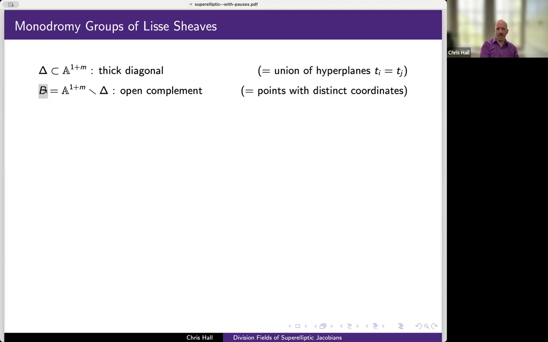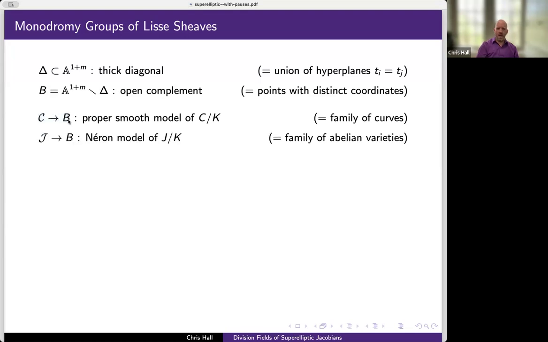focus our attention on. And I'm going to take the curve that was originally a superelliptic curve defined over a function field, the function field of this affine space, and I'm going to spread it out. I'm going to spread it out in an obvious naive way, and I'm going to end up with a nice, proper, smooth curve defined over this base B. So this is really a family of proper, smooth curves.